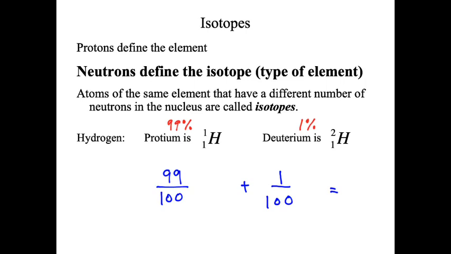We wanted the average mass. What did we write so far? Just the percentages. What are we missing? The masses. 99% for the mass of protium, which was 1. 1% for the mass of deuterium at 2. Now when you punch in your calculator, guess what you get? 1.01.